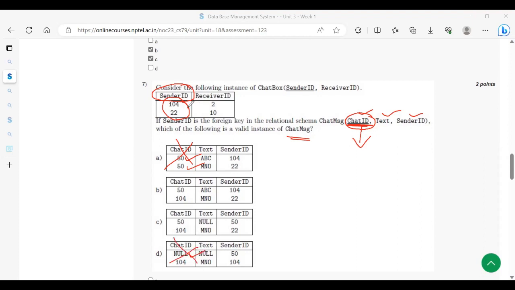If you see in the question, they already mentioned 104, 22 is there. So in this, 50, 22 is a sender ID, so you cross this one. Now this is called 104, 22. Chart ID is 50, 104. Hence, the correct answer for this one is B. I hope this is clear for everyone.